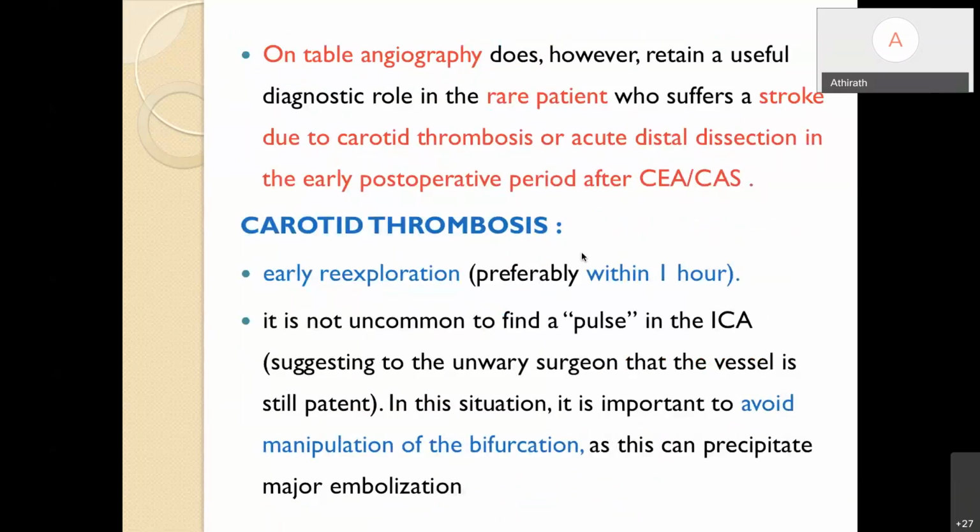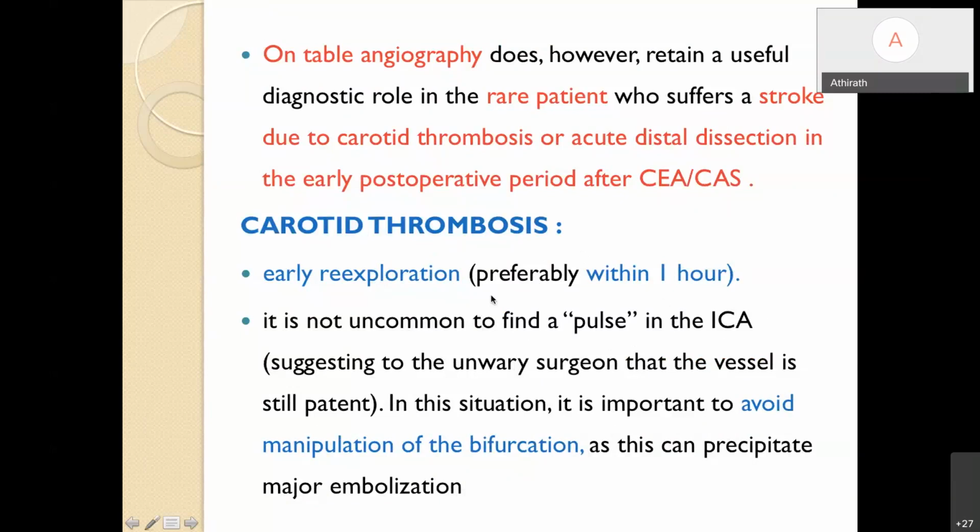But on-table angiography is useful in certain situations. So whenever you are diagnosing any carotid thrombosis or acute distal dissection in the early postoperative period after CEA or CAS, because whenever there is carotid thrombosis, early re-exploration is required, that is preferably within 1 hour.